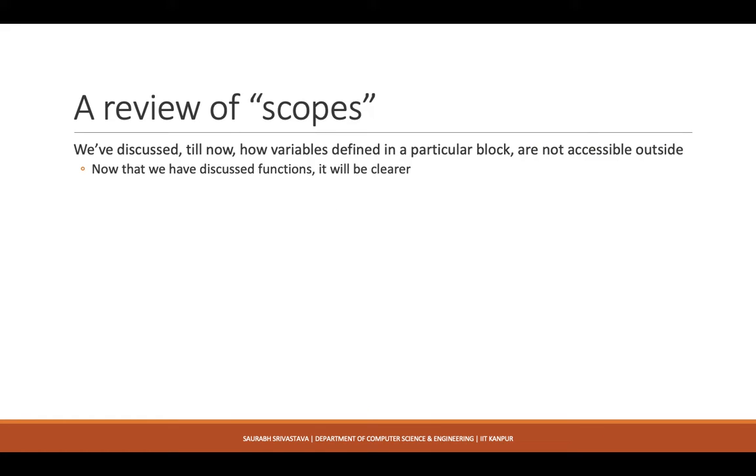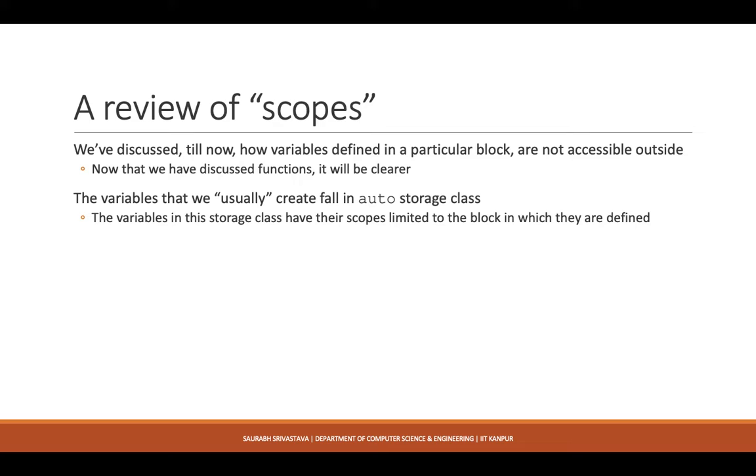So, just a review of the scope things that we've already discussed. We know that whenever we declare a particular variable in a particular code block, that variable is not accessible outside that block, right? And now that we have discussed functions, you can understand that functions themselves are just another code block, right? So whatever variables you declare inside a particular function remain accessible within that function only, right?